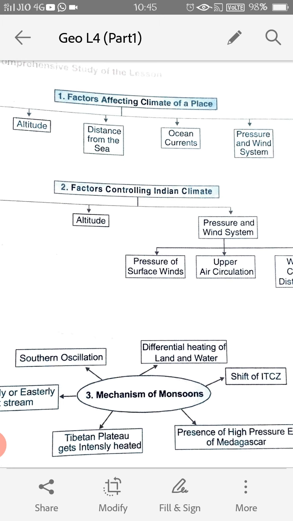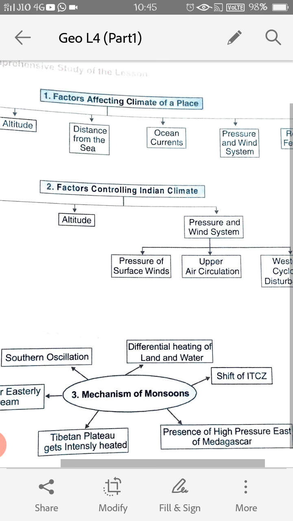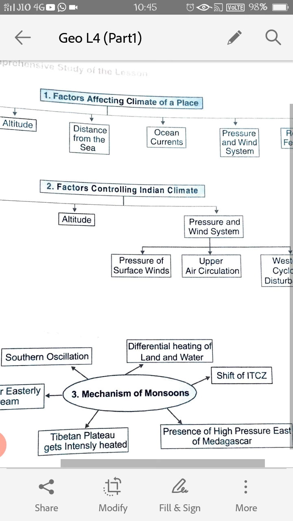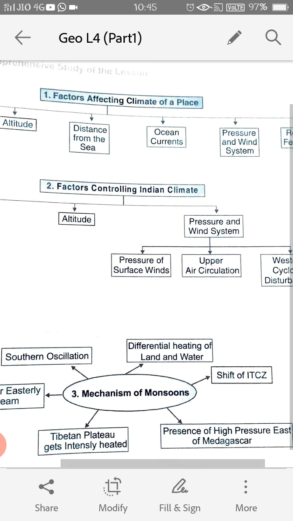If a place is far away from the sea, it will have an extreme type of climate. Summers will be very hot and winters will be very cold, and the places which are near the sea will have a moderate type of climate, meaning not very cold in winter and not very hot in summer.